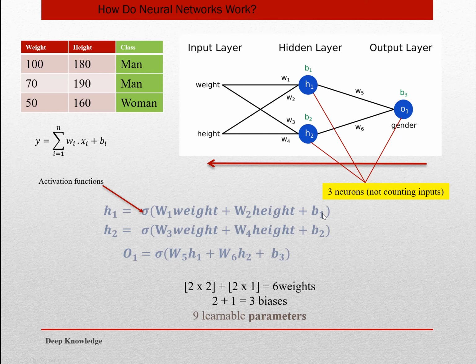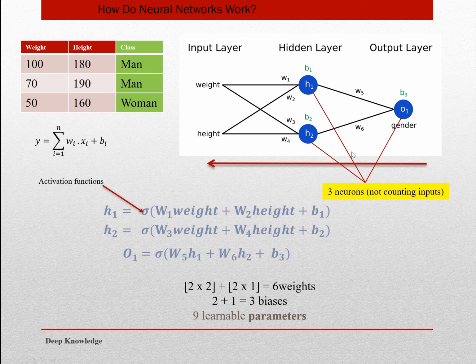And what about the output here? It will be H1 multiplied by W5 plus H2 multiplied by W6. And we know H1 and H2, they're already defined here. So this is the result of the two lines here.